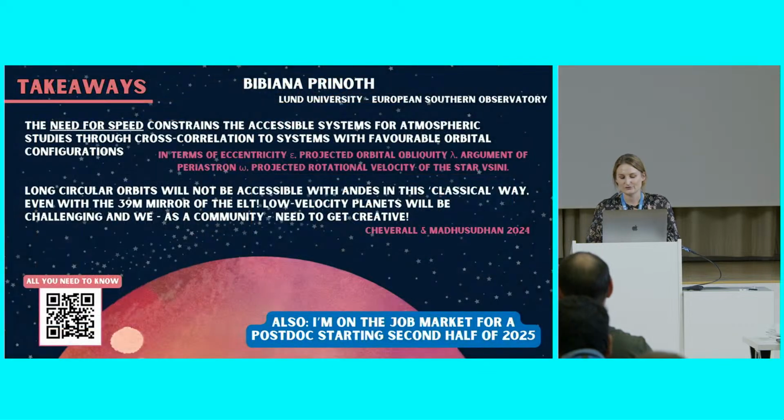I have some takeaways for you. First of all, the need for speed really constrains the accessible systems for these atmospheric studies with cross-correlation. We've heard that at Connor as well. And here the focus on warm Jupiters and not on sub-Neptunes. But these long circular orbits are going to be hard. And I want to really put this out there. This is challenging, and we as a community need to think about how we're going to do that. Also a shout out to Lorenzo's data challenge here. So if you haven't voted there, please do that.